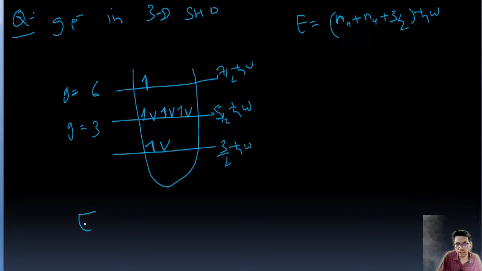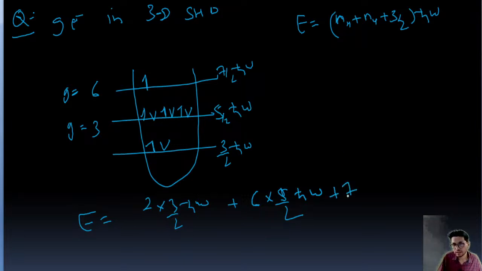Okay, so now energy is going to be 2 into 3/2 ħω plus 6 into 5/2 ħω plus 7/2 ħω. So we'll solve it, and this value is going to be 43/2 ħω. Okay, very simple question. Next question.